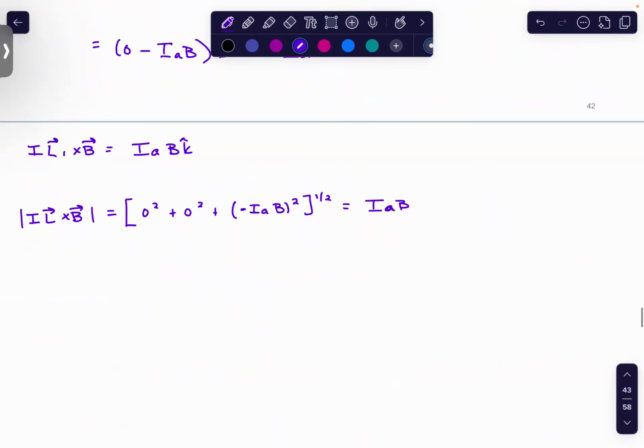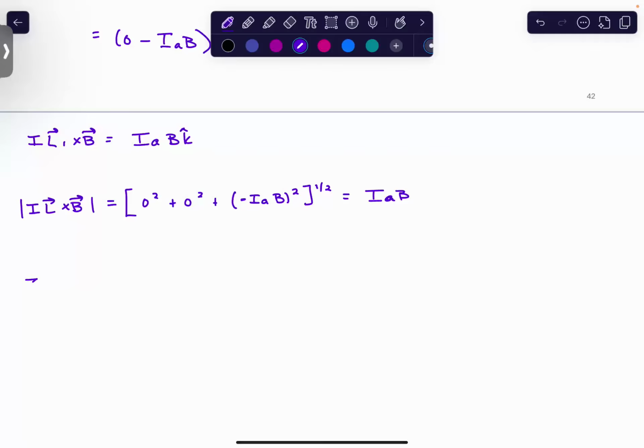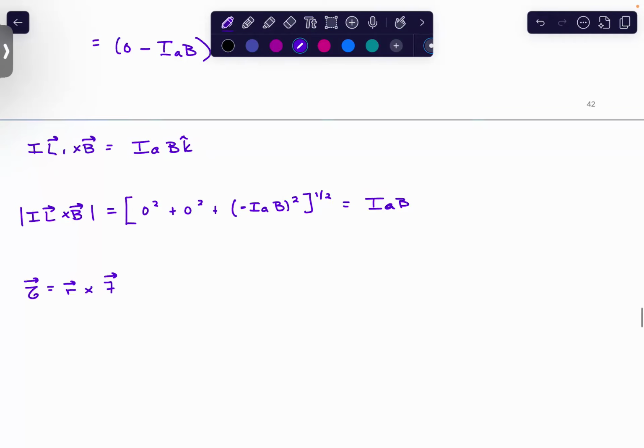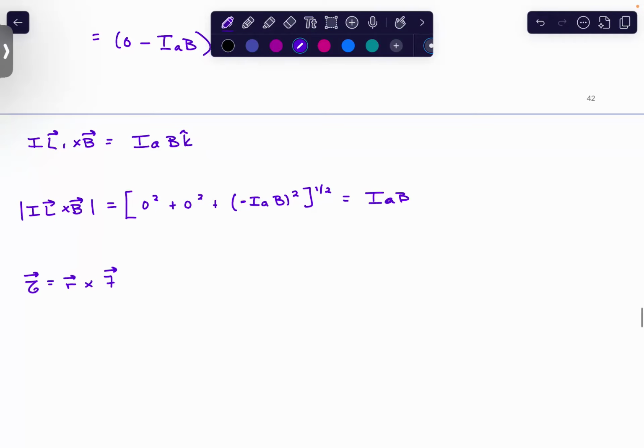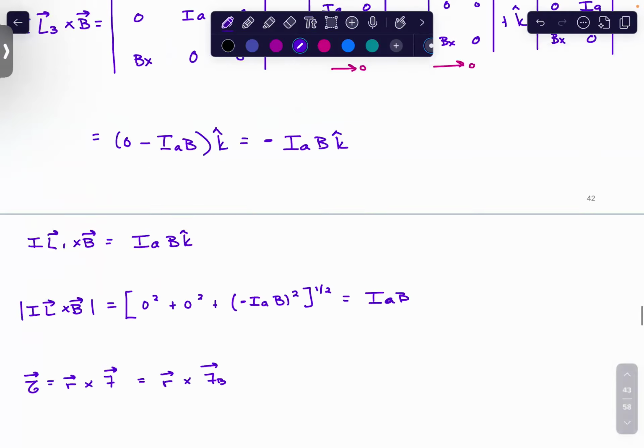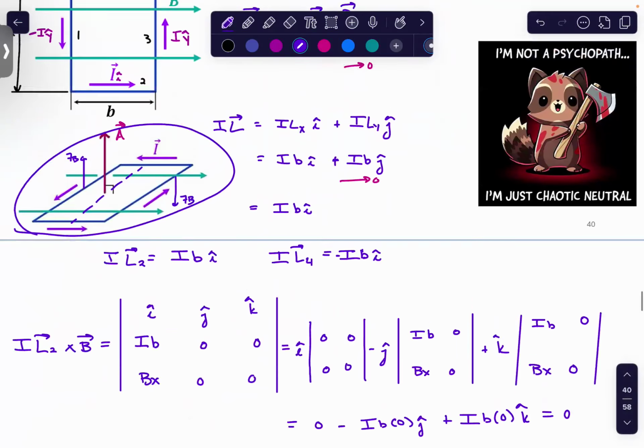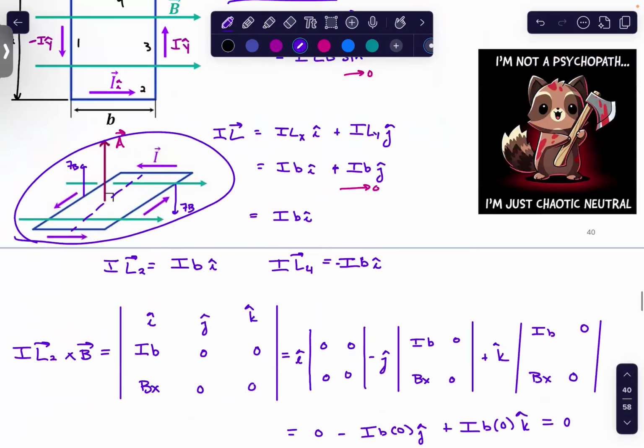Okay, so now let's go back to torque. The generalized expression for torque is R cross F. Now, let's think about that. That's going to be R cross the magnetic force. And if you look here, each one of these sides is B, okay?